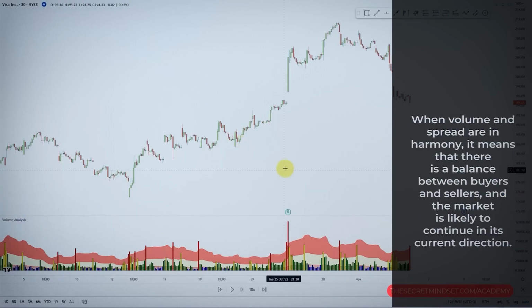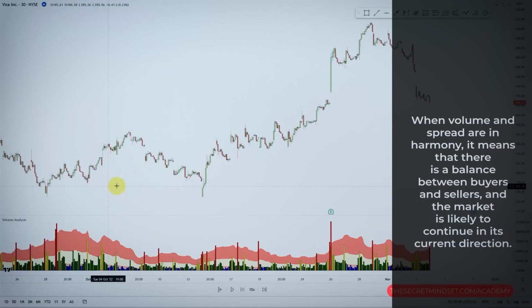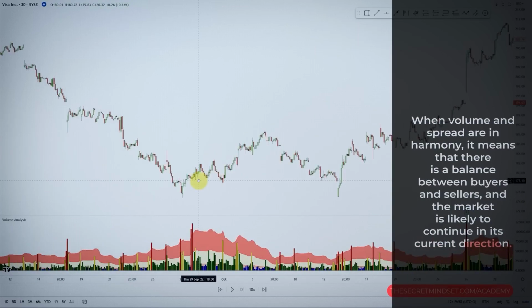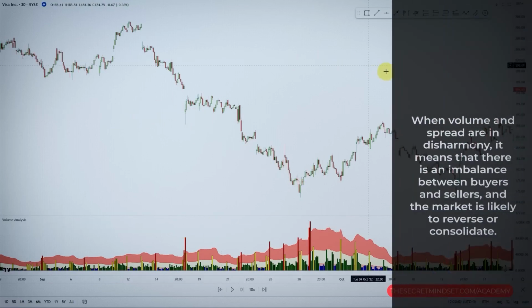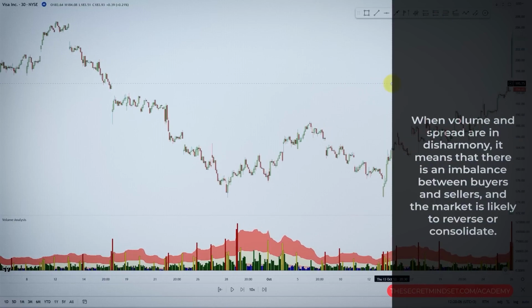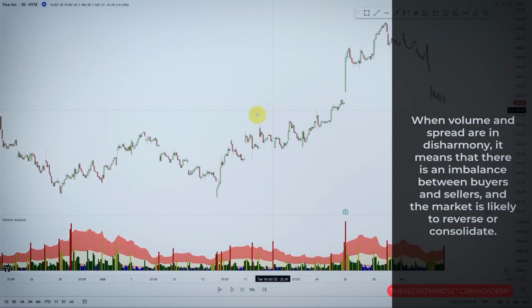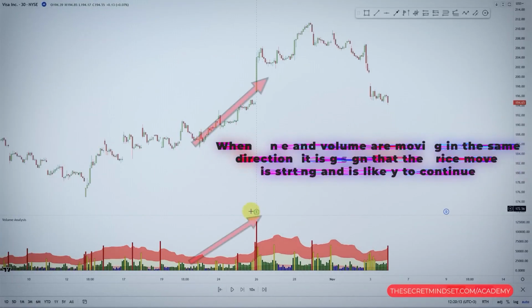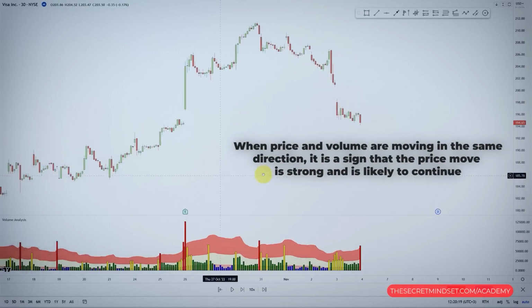harmony, it means that there is a balance between buyers and sellers, and the market is likely to continue in its current direction. However, when the volume and the spread are in disharmony, it means that there is an imbalance between buyers and sellers, and the market is likely to reverse or consolidate. So when price and volume are moving in the same direction, it's a sign that the price move is strong and is likely to continue.